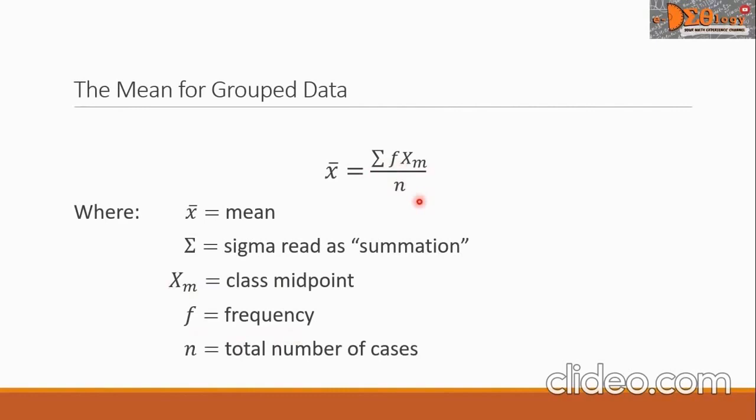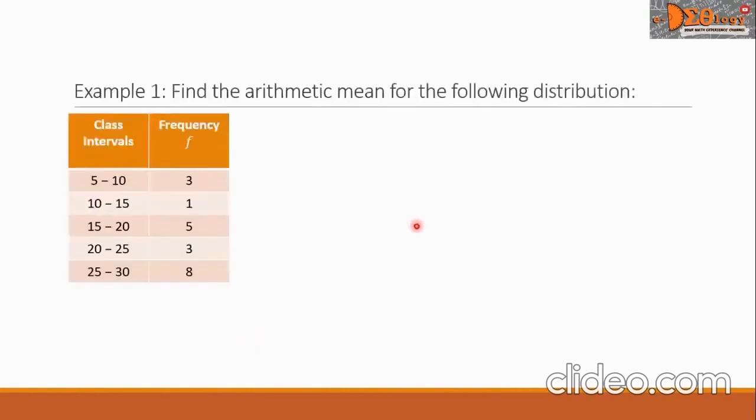Let us see examples of how this formula is used. Let's have example 1. Find the arithmetic mean for the following distribution. We have a table here with 2 columns. The first column is the class intervals, and we have 5 intervals here. And the next column is the frequency for the corresponding class intervals.